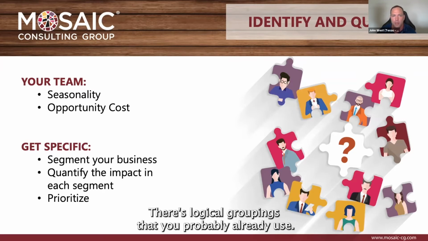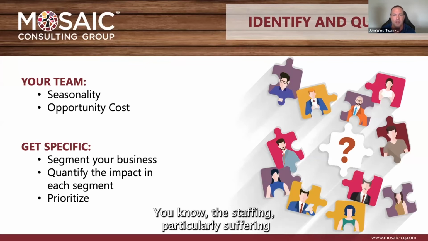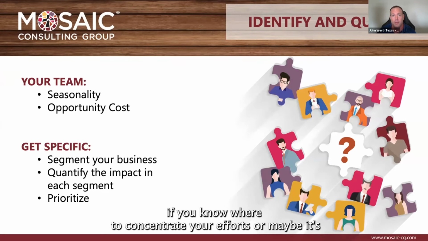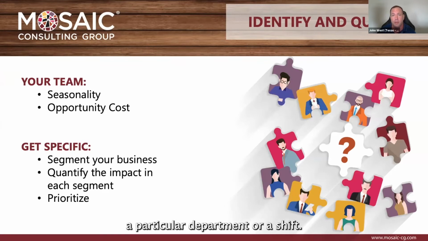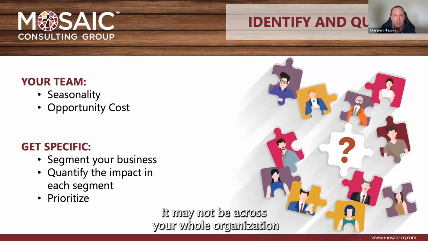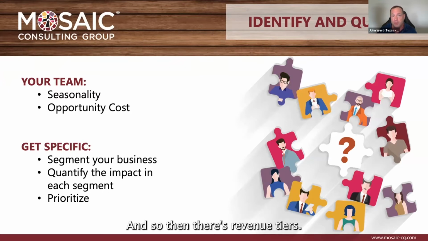There's logical groupings that you probably already use: geography, regions, districts, sites, right? Those make sense. Is staffing particularly suffering in a specific part of the country? Do you know where it's worse? If so, you know where to concentrate your efforts. Or maybe it's a particular department or a shift, right? And so when you start breaking into these smaller pieces, things start to be a little more palatable. It may not be endemic across your whole organization, but you can start to see where it's really the biggest issue. And so then there's revenue tiers.